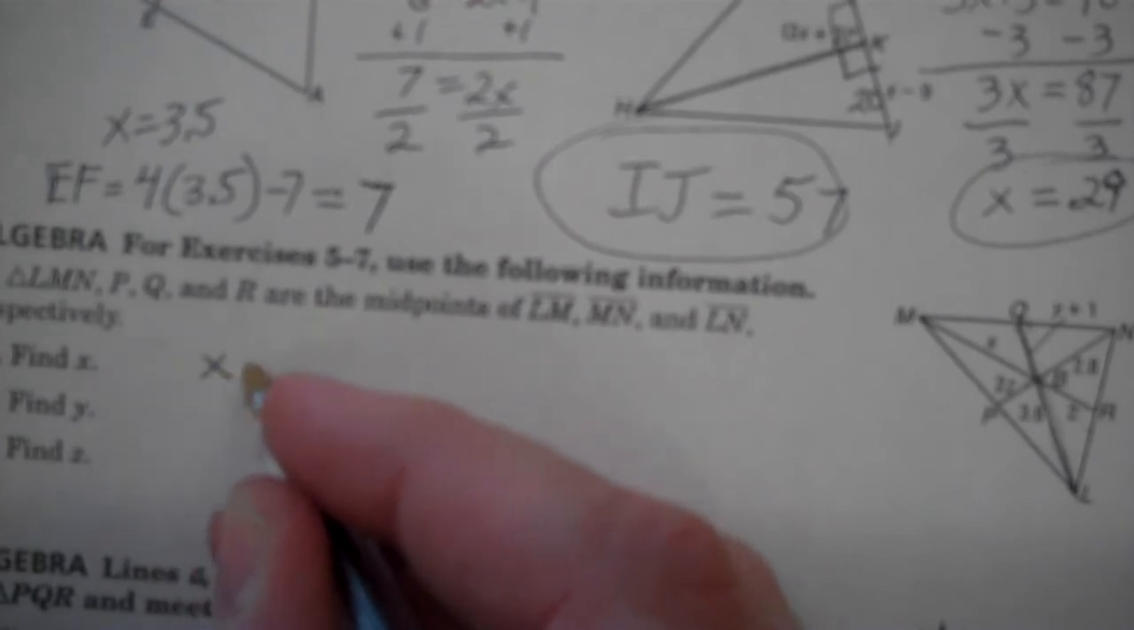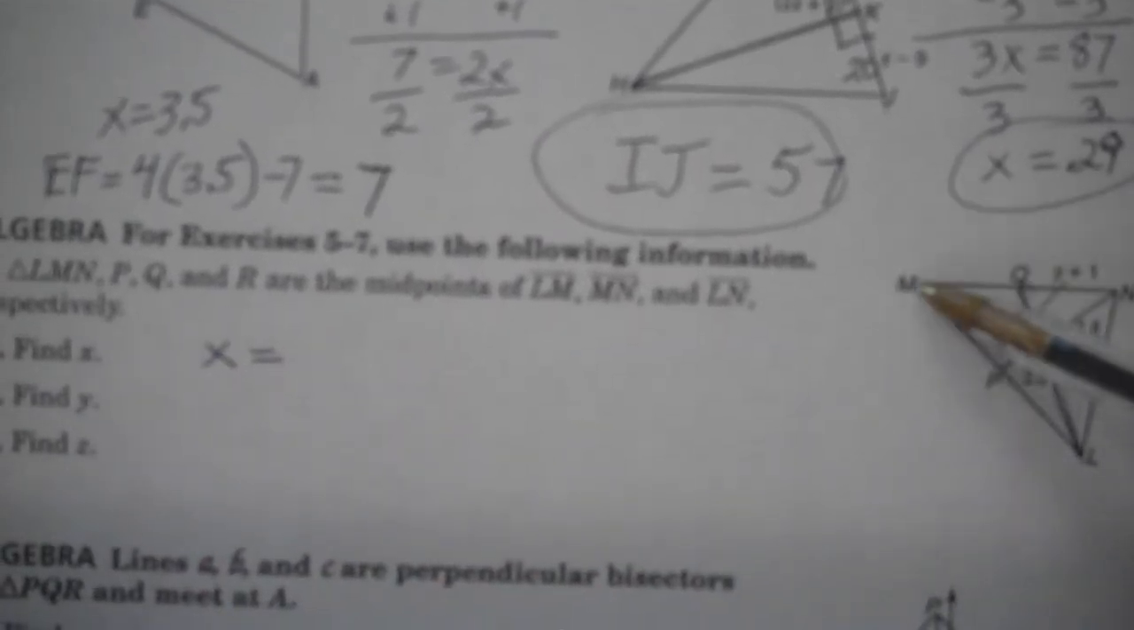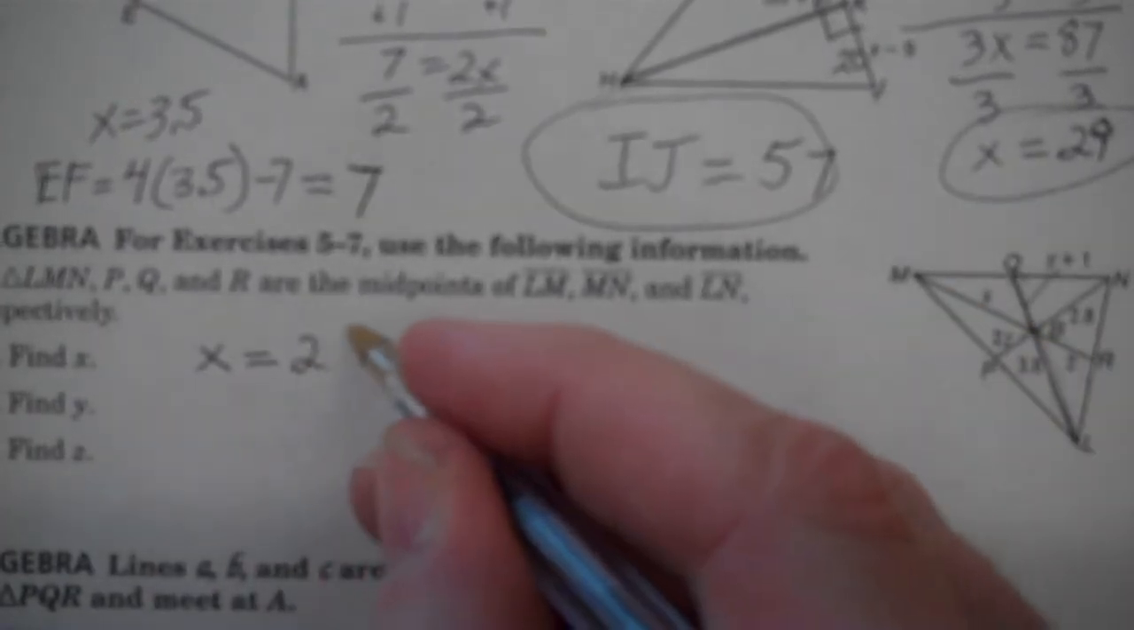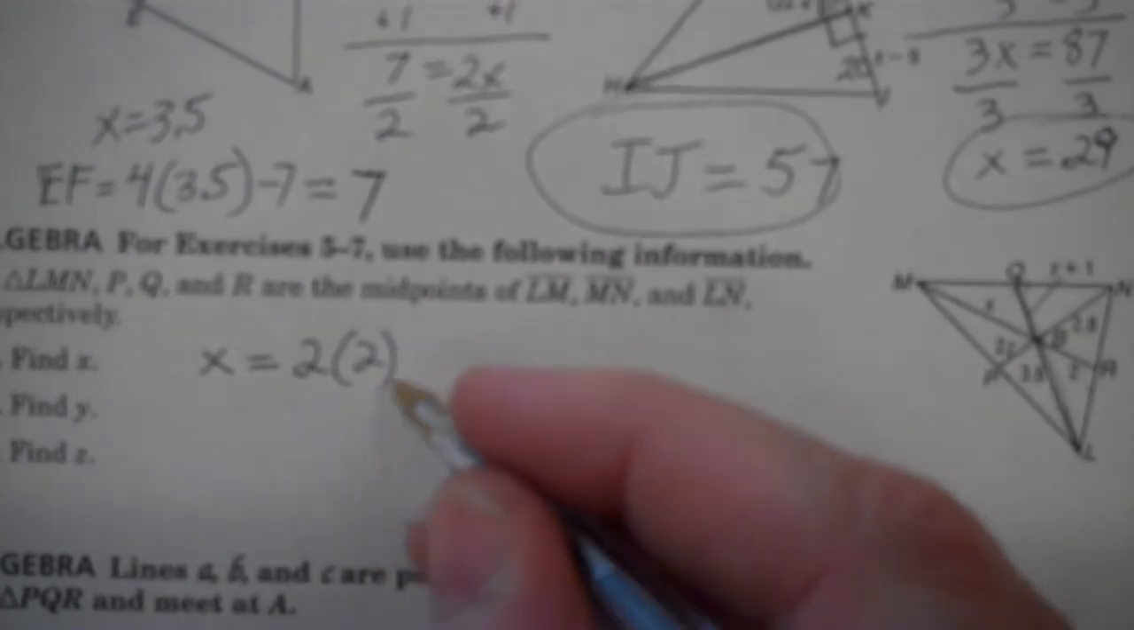And if I need to find X, the distance from M to B is X. The distance from B to R is 2. And M to B is 2 times the distance of B to R. So X is equal to 4.